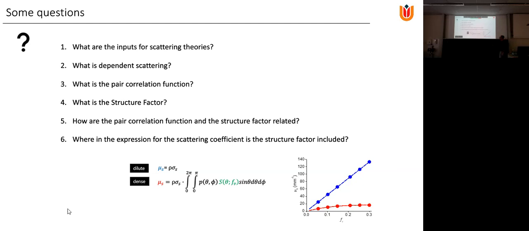So where do we include it? We include this structure factor, that's the function here. It's included in this integral. There's the phase function here as well. So we multiply the phase function with the structure factor inside the integration.